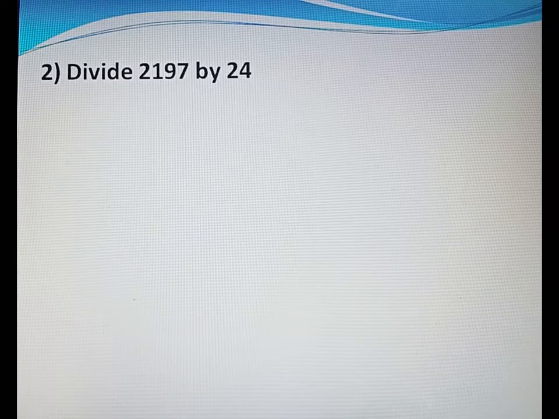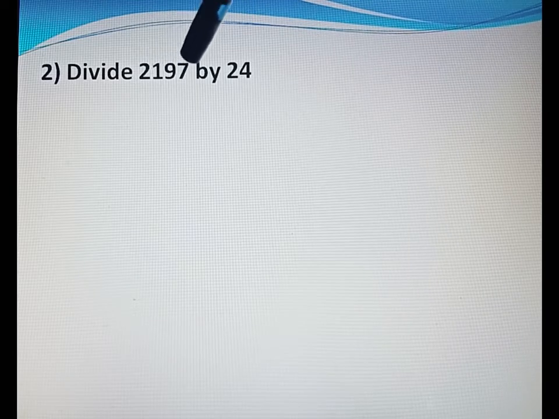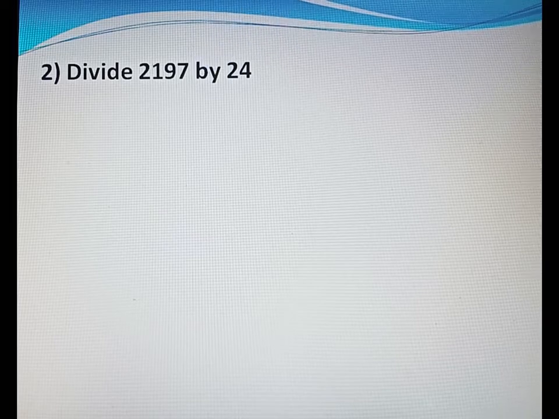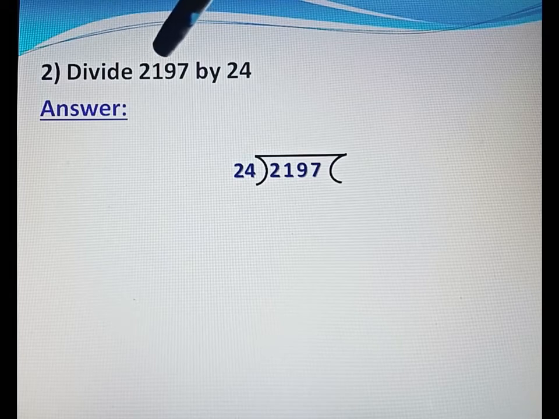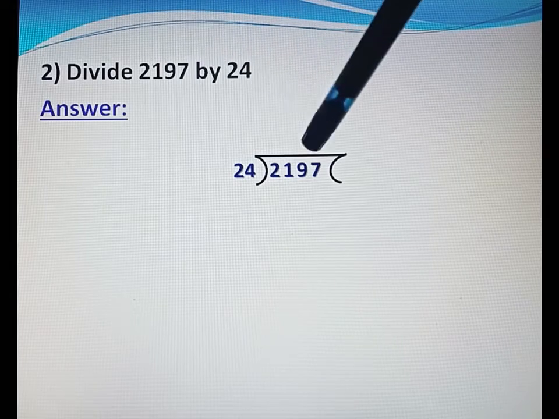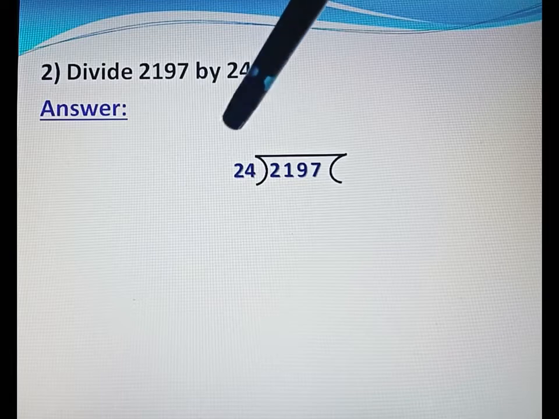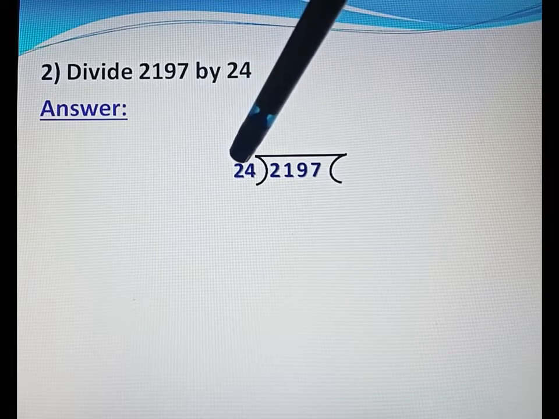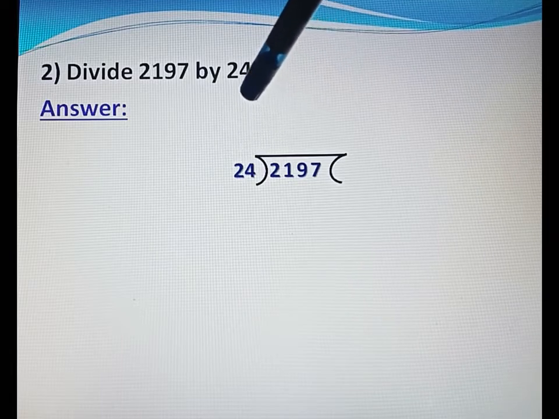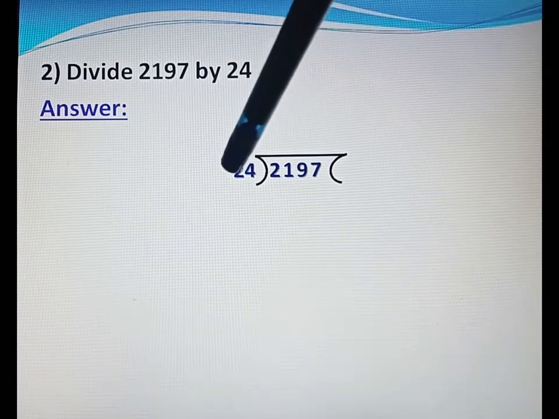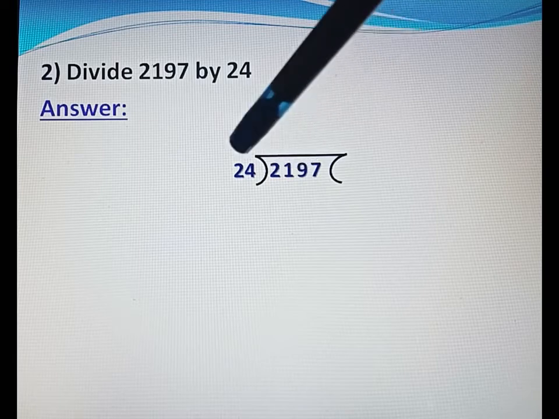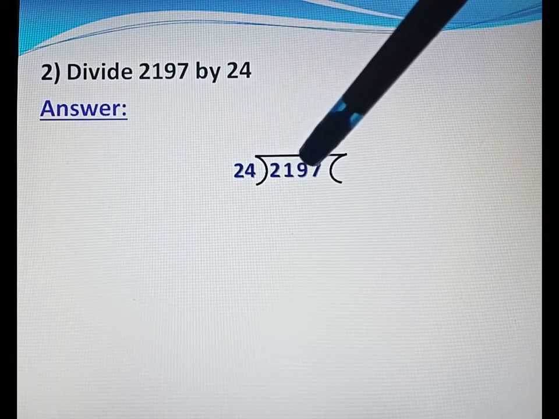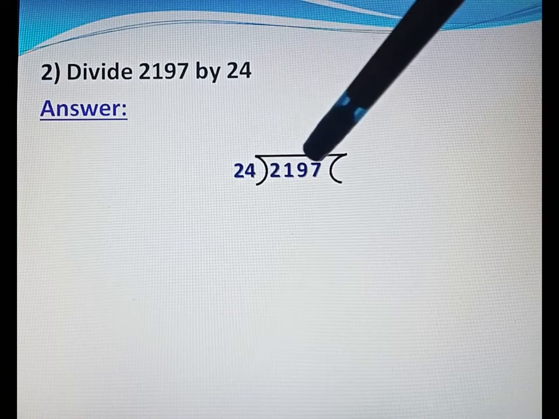Now example number 2. Divide 2197 by 24. Answer: 2197 is dividend, so we have written here, and 24 is divisor, so we have written on left side. Now see, 24 is 2 digit divisor, so we will take first 2 digits, that is 2 1, 21. 21 is less than 24, so we will take another number, that is 9, in 219.